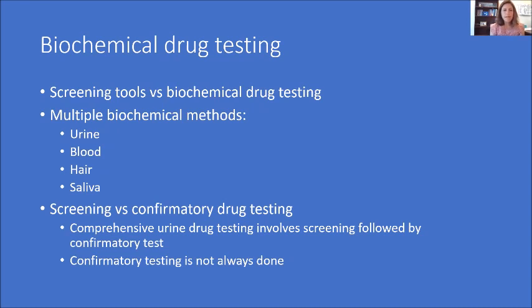But I contrast screening drug tests with confirmatory drug tests. A comprehensive urine drug test would involve the screening first and then followed by confirmatory tests for anything that tested positive on the screen. Confirmatory testing is not always done, and it's often not done. So it's really important for clinicians when you're ordering these tests, and also for others who are going to be interfacing with these tests and making decisions based on them, to know what the limitations are of the tests that are being done.